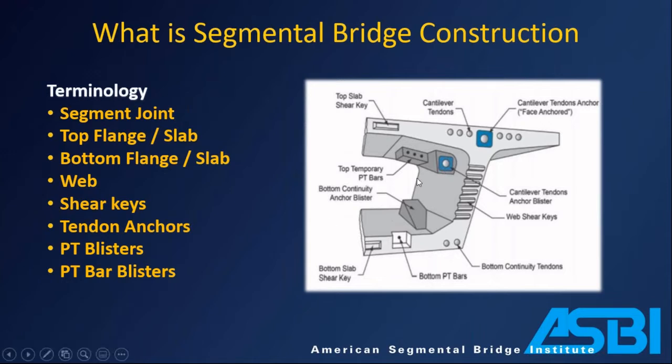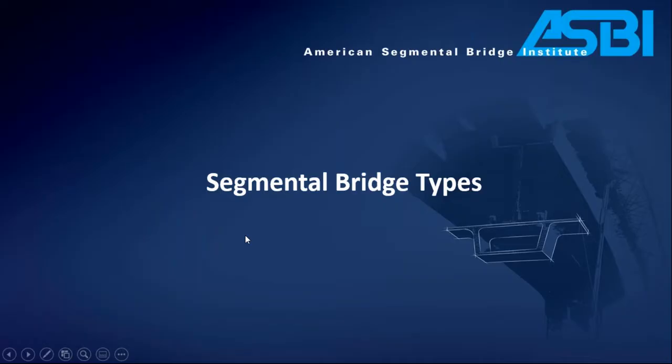And then when you see these sort of bumps and blockouts here, these are blisters, and that's commonly used to anchor a tendon sort of in the middle of the span. So you need a way to pull that anchor out of the section if you don't have access to it, and get the jack on it. And the last thing to mention, PT bar blisters, we'll talk about what those are for, but again, it's part of the post-tensioning when you start to erect the bridge.